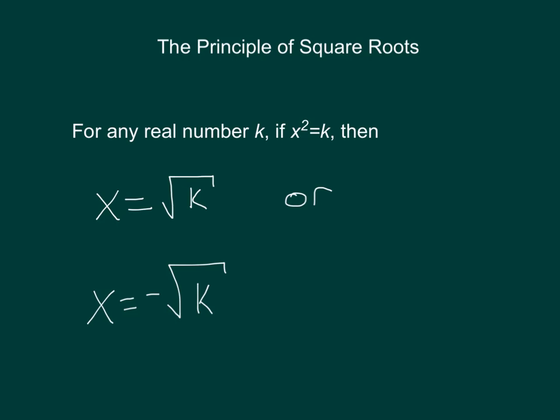So the method for solving quadratics that we're going to talk about during this video is using the principle of square roots. And this is kind of like a definition, I guess. It says for any real number k, if x squared equals k, then x is going to equal the square root of k, or x is going to equal the negative square root of k. So a couple things to keep in mind here. Just like any other equation, you want to get the variable you're solving for by itself on one side of the equation. You're going to do that by using opposite operations to move all other numbers and variables to the other side.